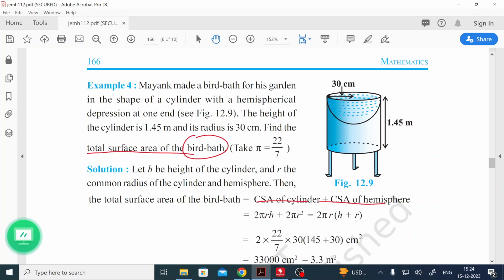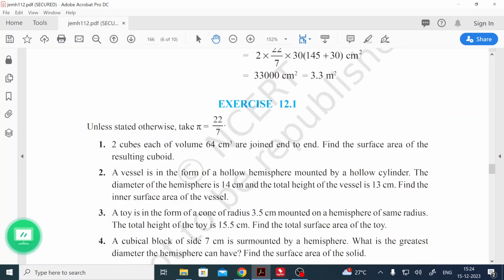What is the area of the cylinder? What is the area of the hemisphere? What is the area of the bird bath? Many things we can ask. Volume of the bird bath, volume of a given figure, something. Okay, so you just read, go through it carefully. Only one question in this model, bird bath, in our textbook.